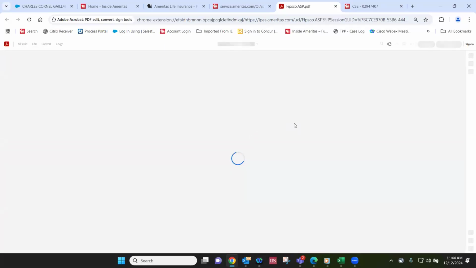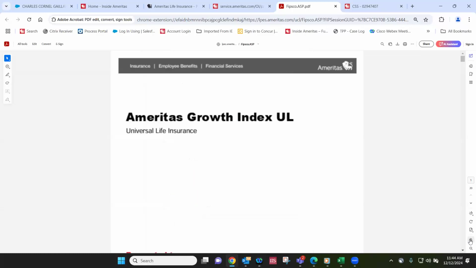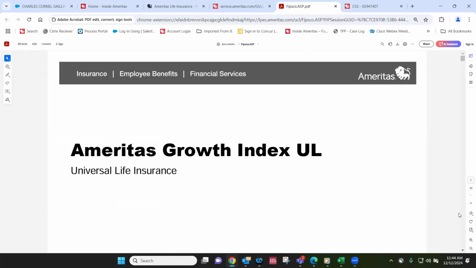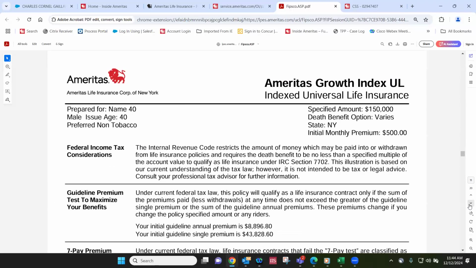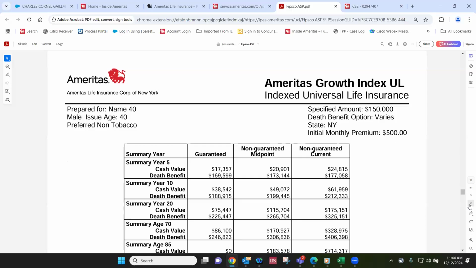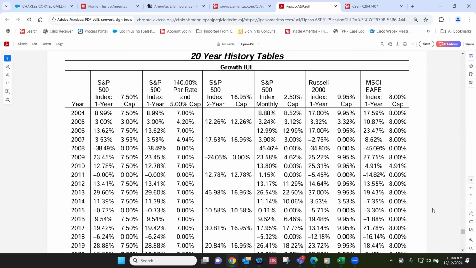I'm going to launch that IUL illustration again. I'll have that up in front of me and point out a few things. And again, it keeps going small. Let's blow that back up so y'all can see what's on my screen here. So the first thing, there's a couple of things that Charles mentioned. And the first, well, it was actually the second thing, but I'm going to start with it, is the actual cap rates.